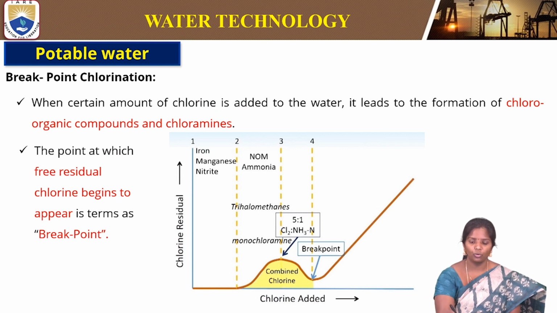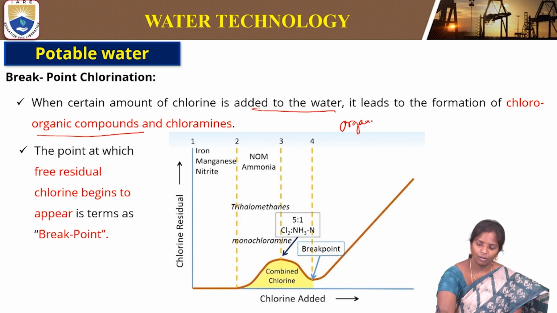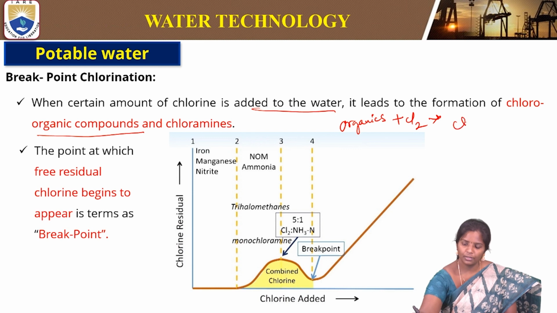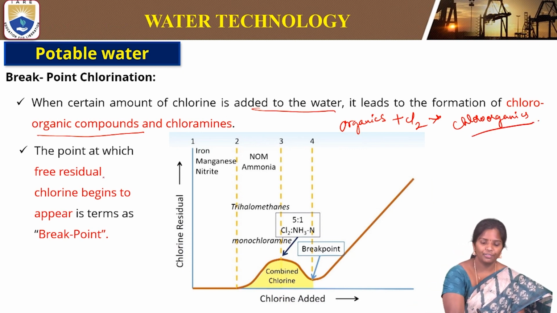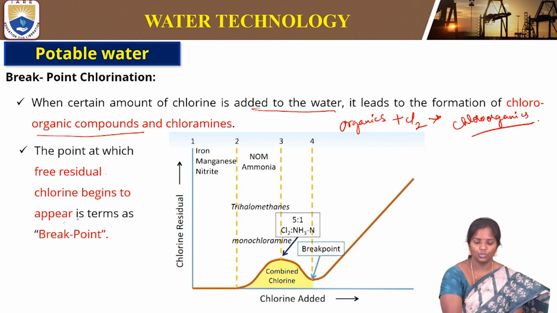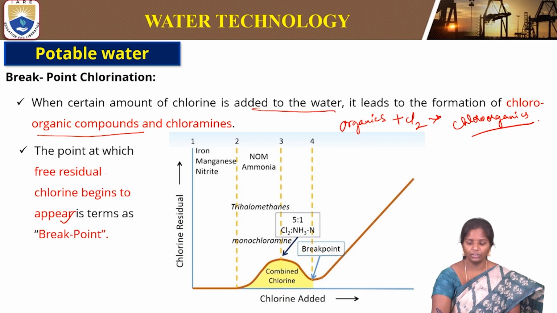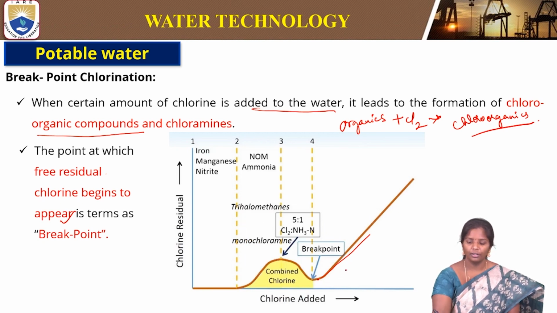When a certain amount of chlorine is added to water, it leads to the formation of chloroorganic compounds. Organics are present in water. If we add chlorine, what forms? Chloroorganics. The breakpoint is the point at which free residual chlorine begins to appear. Whenever there is a reaction taking place, the free residual chlorine reduces. When there is no further usage of chlorine for disinfecting, the residual chlorine will increase.